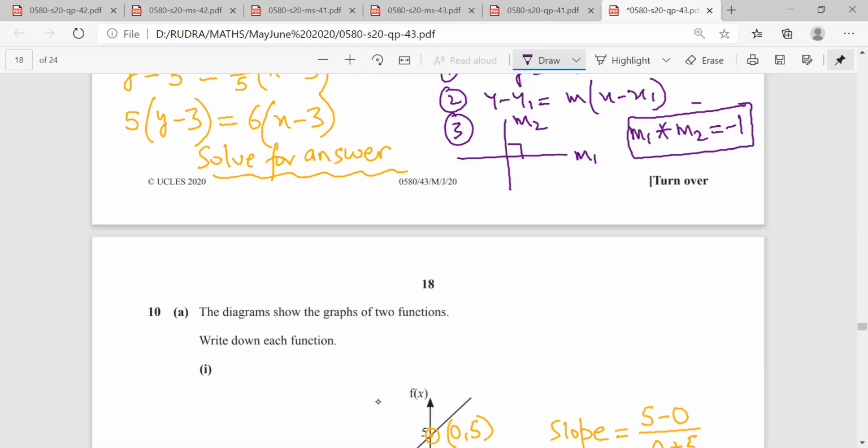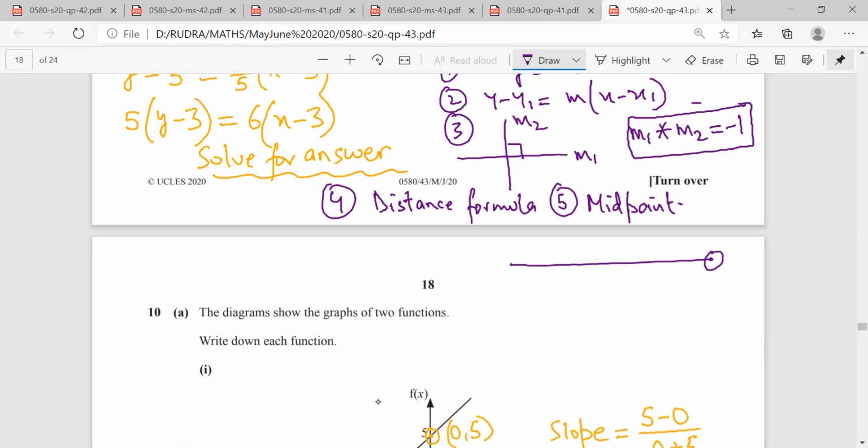And of course, then there is the basic distance formula that you should remember. Midpoint, find the midpoint of a line joining two points, that you should also be well aware of. So the midpoint would be (x1 plus x2) by 2, comma (y1 plus y2) upon 2.